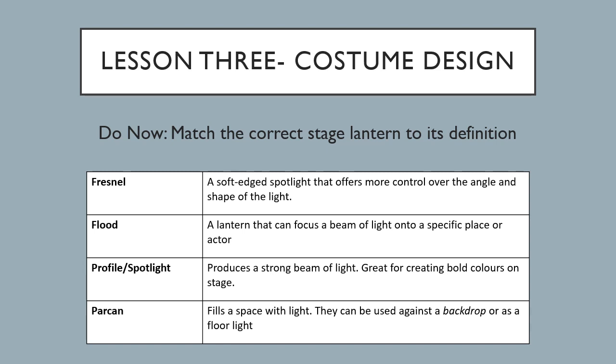So the first thing I'd like you to do please is turn to page 10 in your workbook, where you will see your do now task for the start of the lesson. You'll see a grid that looks like this. Your job is to match the correct stage lantern to its definition. So pause the video here and try and match up all of the lanterns to their definitions and then come back to me when you're done.